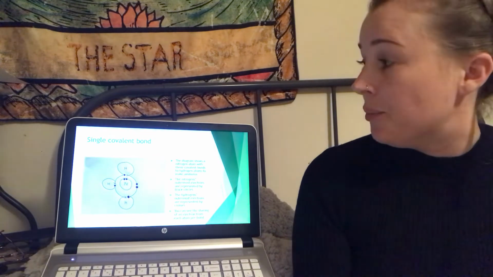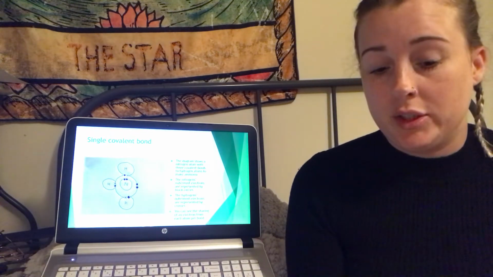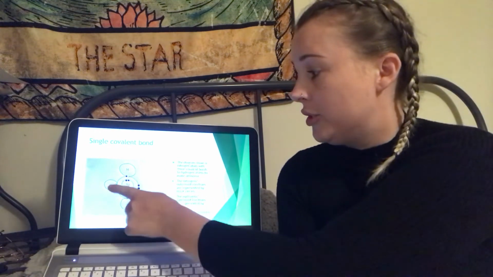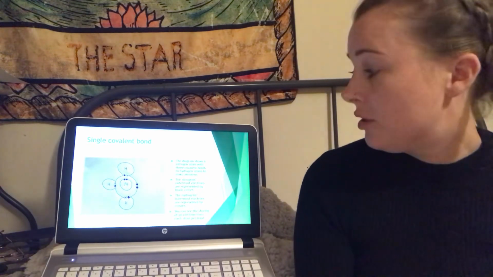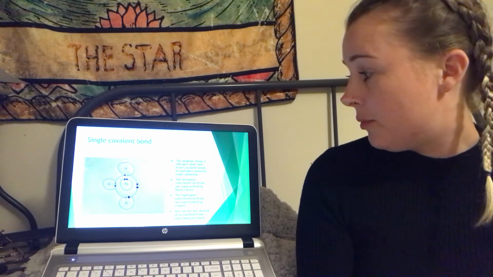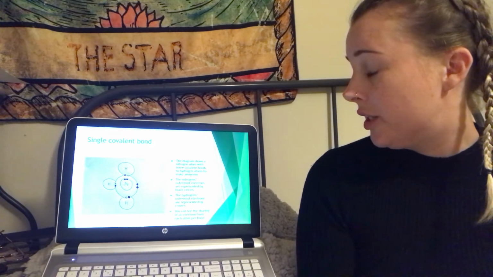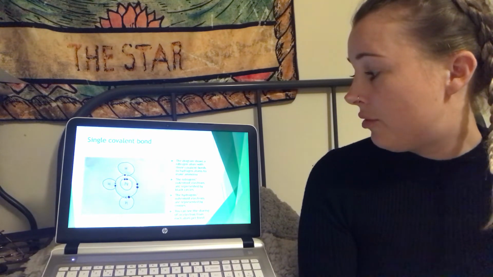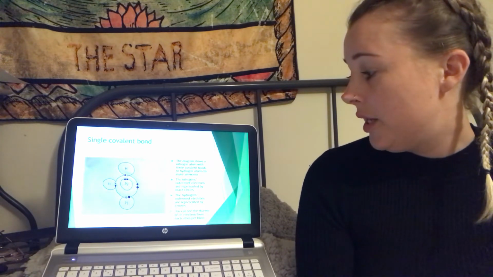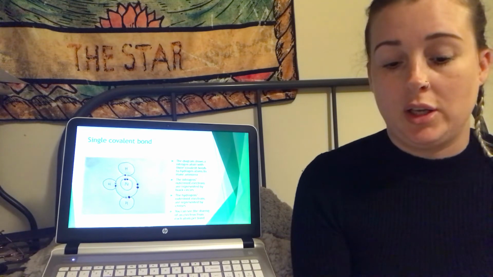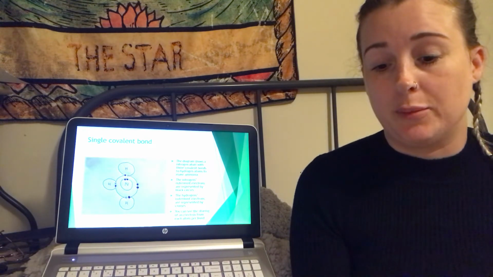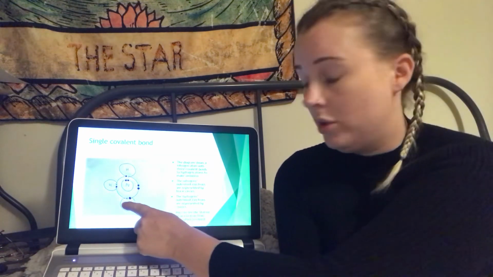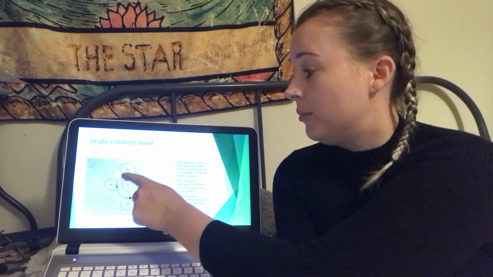So my example for a single covalent bond is ammonia, so that is NH3. The diagram shows the nitrogen atom with 3 covalent bonds to hydrogen atoms to make ammonia. The nitrogen's outermost electrons are represented by the black circles, and the hydrogen's outermost electrons are represented by crosses. You can see the sharing of an electron per atom per bond.